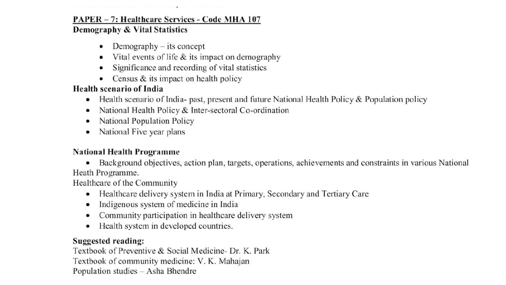First thing, in a short note where it asks to describe the subcenter: there are two types of subcenter, type A and type B. In type A, all facilities are available except delivery. In type B, delivery can be conducted. In staffing, if you make this table, the examiner will give full marks because he will understand. In staffing, there is a requirement of two female health workers only because delivery is conducted in the subcenter. Otherwise, the number of staff is the same in the subcenter.